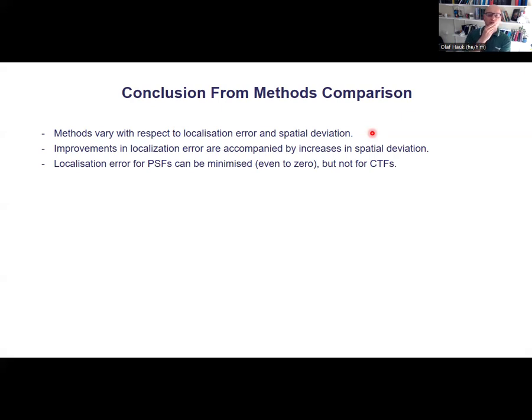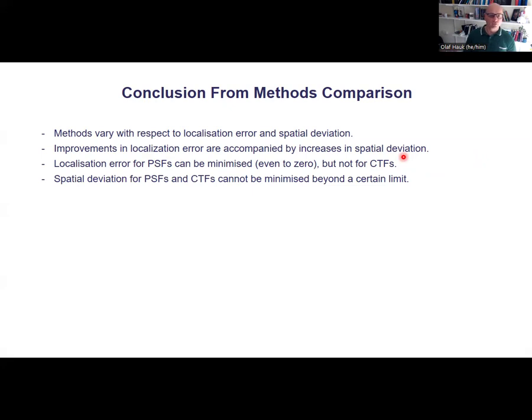Localization error for point spread functions can be minimized. So there are methods that have zero localization error for point spread functions: E-Loretta, and also some types of beamformers, depending on the covariance matrix. But this is not achievable for crosstalk functions. And there are very good reasons for that, which I haven't really explained, based on the structure of the lead fields. So don't be fooled if people tell you that their method has zero localization error, because there are still the crosstalk functions and they won't budge.